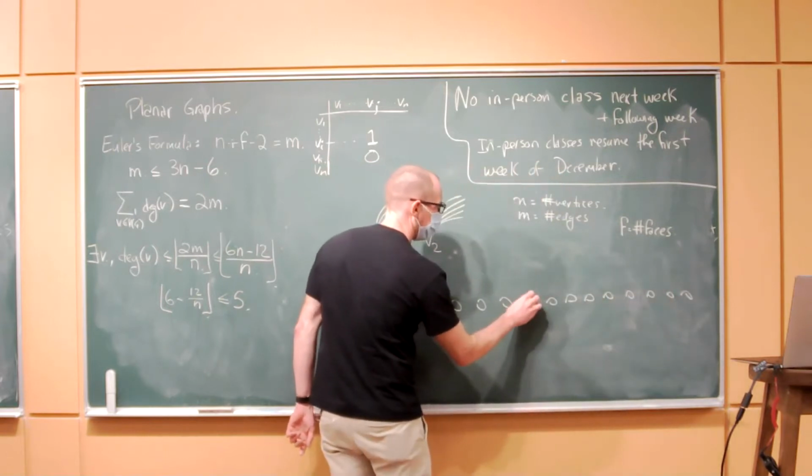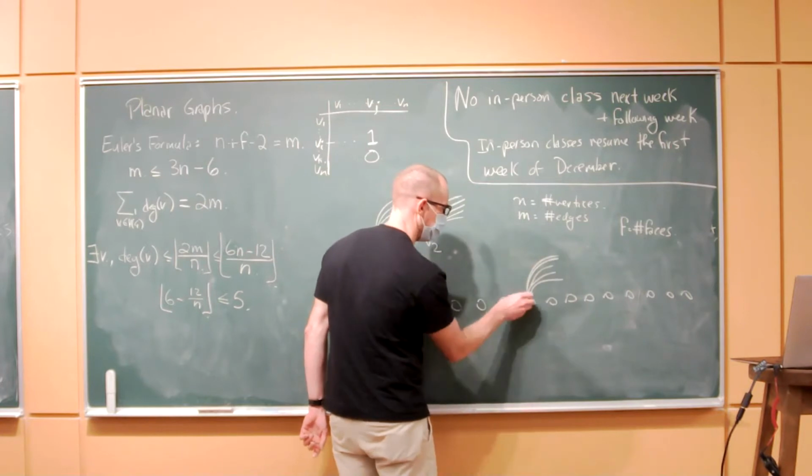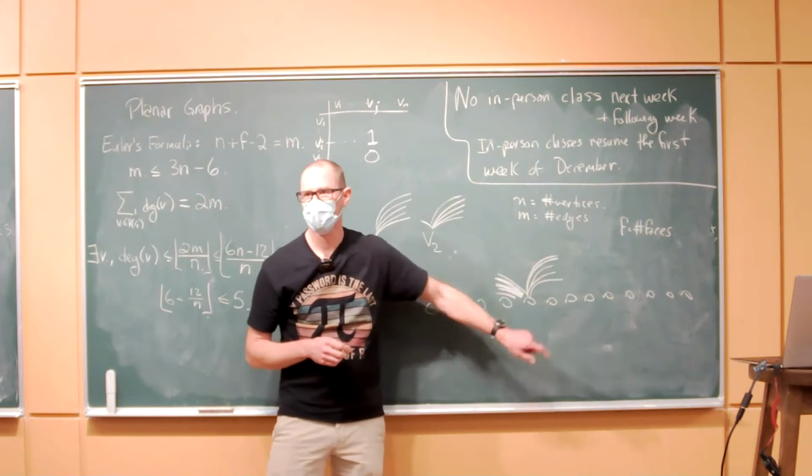So that if you look at any vertex, you see at most 5 edges going off to the right. You may see a lot of edges going off to the left, but at most 5 going off to the right.